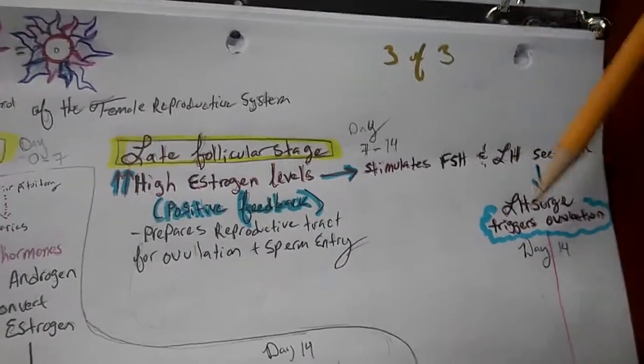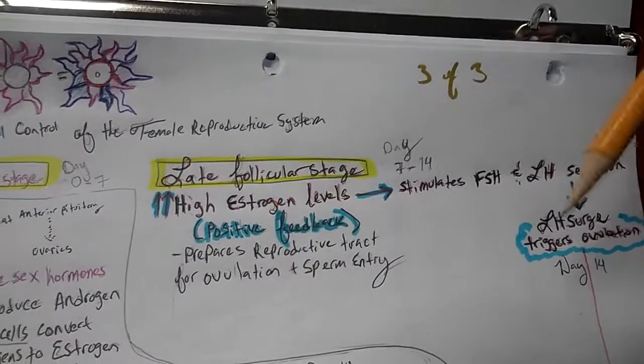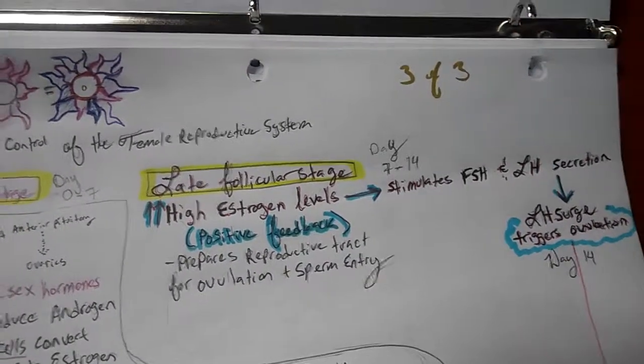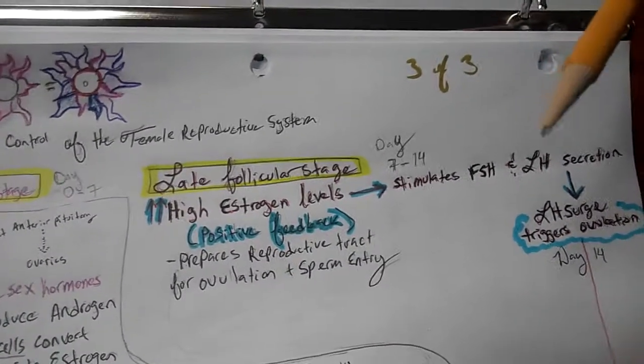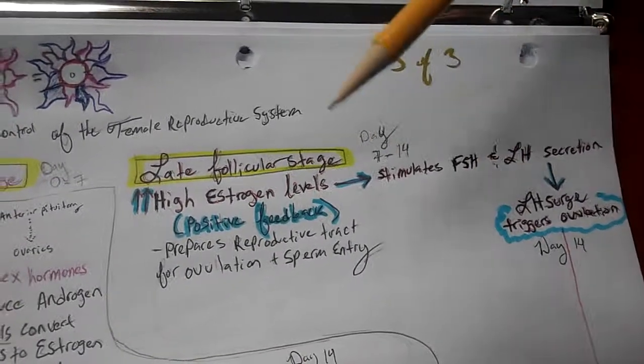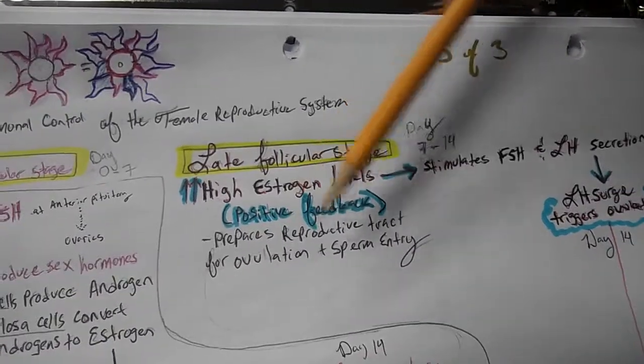Let's go back for a second. Ovulation, to sum up, is basically when the egg bursts through the ovary and goes into the uterine tube. This is the positive feedback.